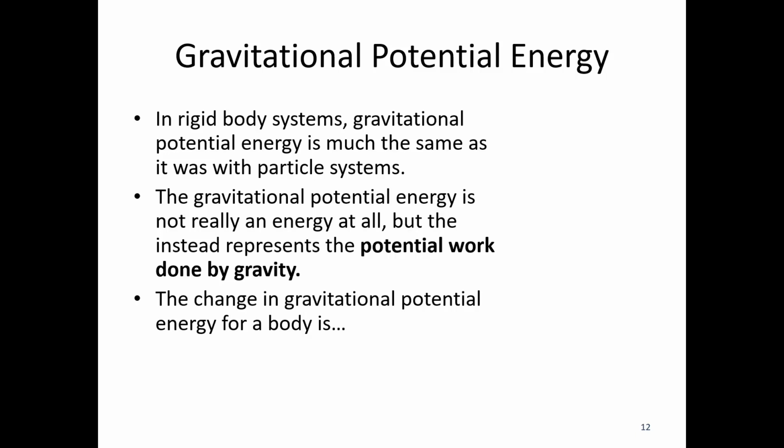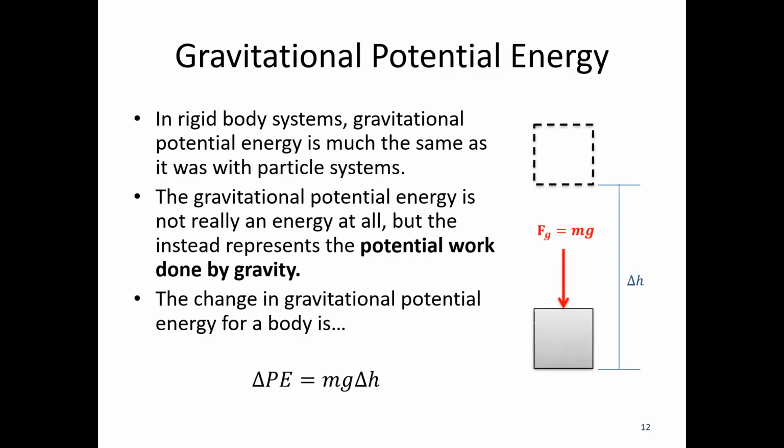The change in gravitational potential energy for a body is going to be mg delta h. m is the mass of the body, g is the acceleration due to gravity. It's going to be 9.81 meters per second squared on the surface of the Earth, or alternatively 32.2 feet per second squared if we're working in US customary units. And delta h is the change in height. If a body goes up, delta h is positive and the delta PE is going to be positive. If a body goes down, delta h is going to be negative and your delta PE is going to be negative as a whole.